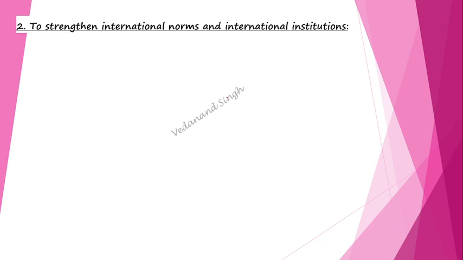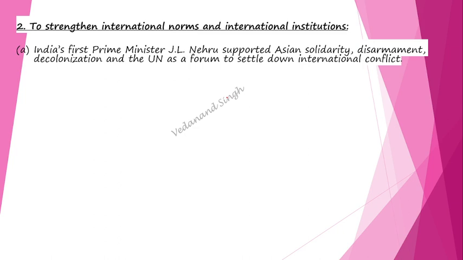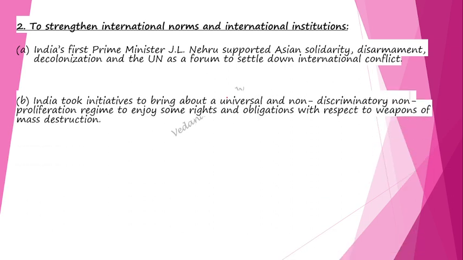And the second, India strengthened international norms and international institutions. The first Indian Prime Minister Jawaharlal Nehru supported Asian solidarity, disarmament, decolonization, and the United Nations as a forum to settle international conflict.